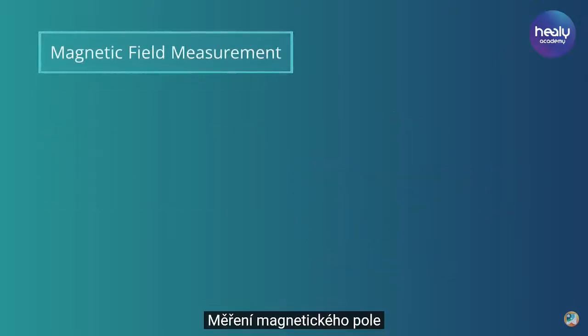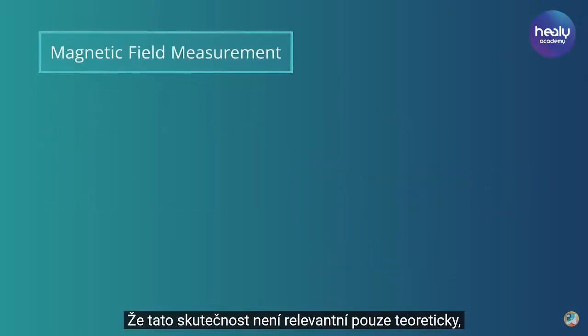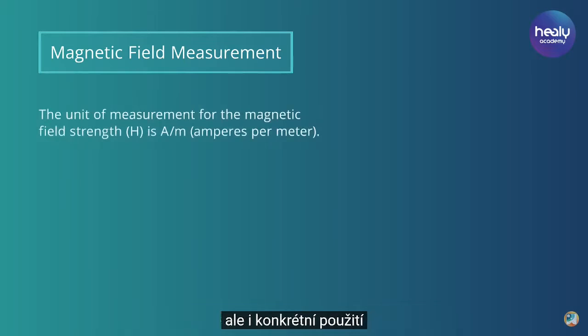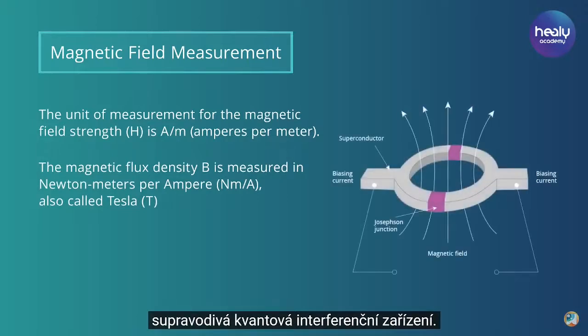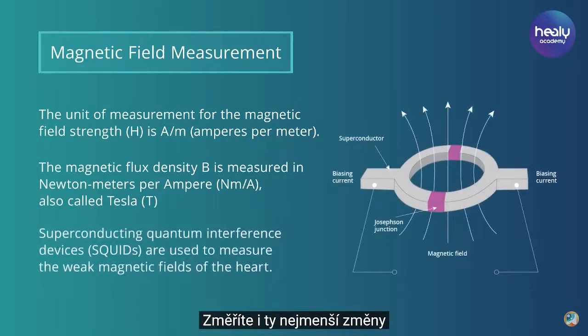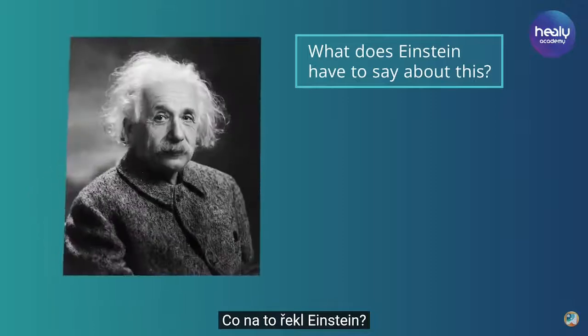Magnetic field measurement. That this fact is not only theoretically relevant, but also of concrete use is demonstrated, for example, by so-called superconducting quantum interference devices. They measure even the smallest of changes in electromagnetic fields on the basis of field strength and flux density, and can thus draw conclusions about the function and condition of the heart in the electromagnetic field of our organs, for example.